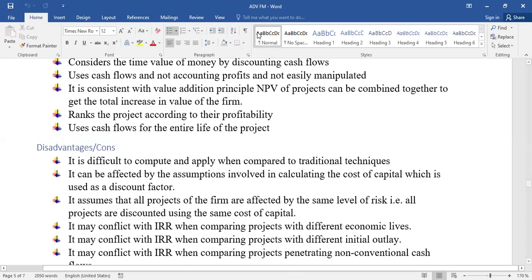Now, I want to take you through how we normally compute the payback period. That is the most important thing, right?